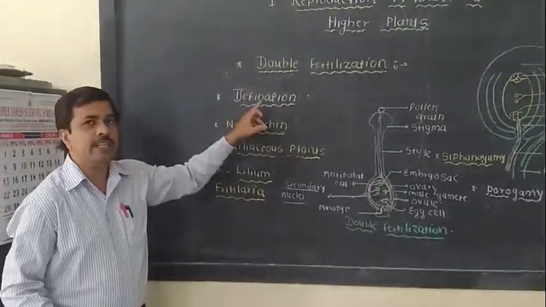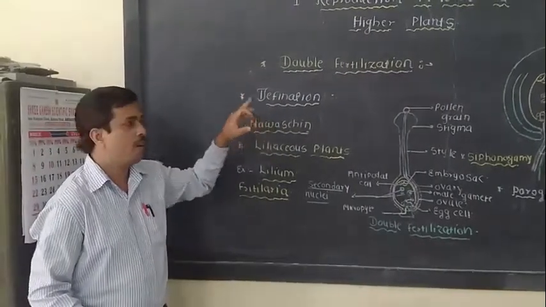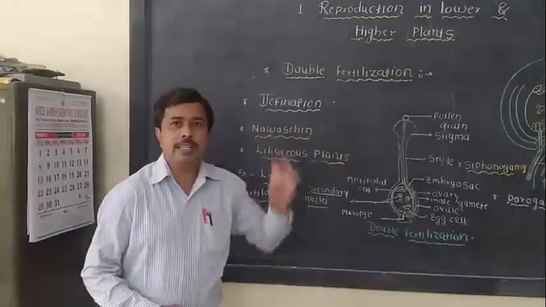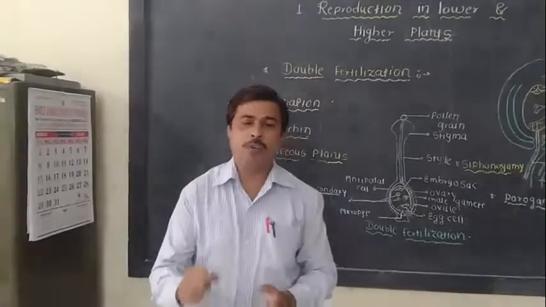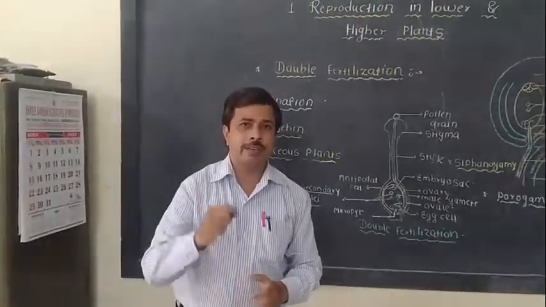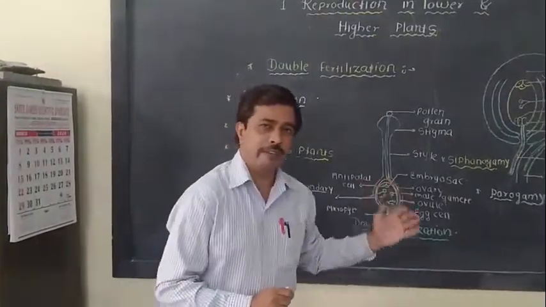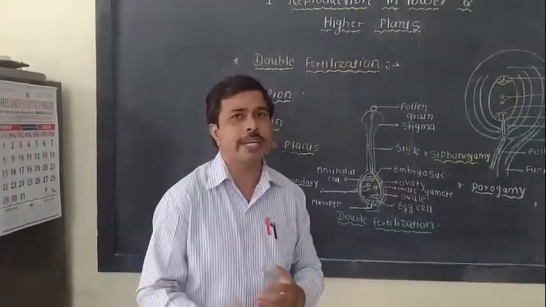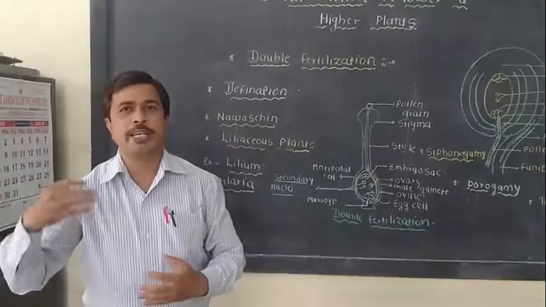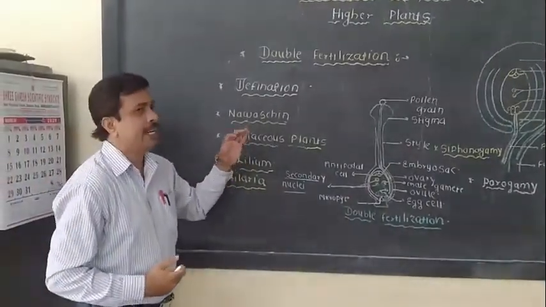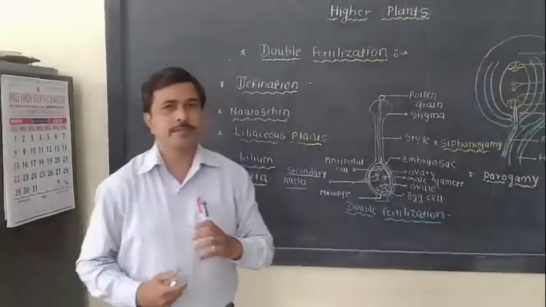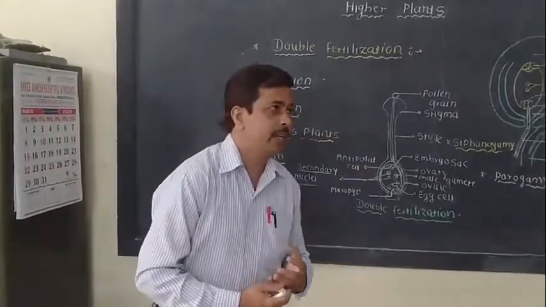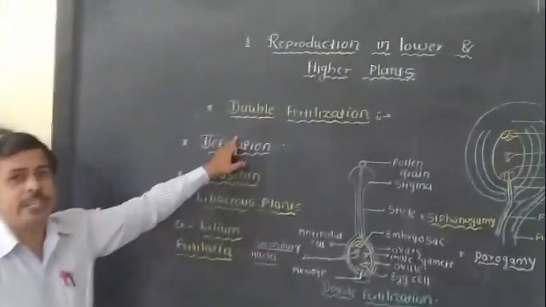Double fertilization is the unique or distinguishing feature of the angiospermic plant. Now let us see double fertilization. It is the process in which, out of the two male gametes, one male gamete is fused with the female gamete or the egg cell to form the zygote, and this zygote is converted into the embryo, and this embryo is converted into the new plant. The second male gamete is fused with the secondary nucleus and develops into the endosperm. Okay, so this process is known as double fertilization.